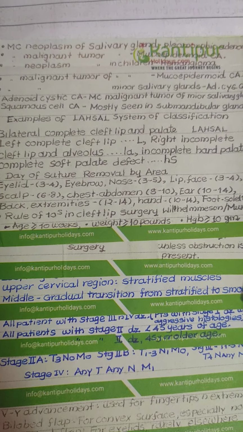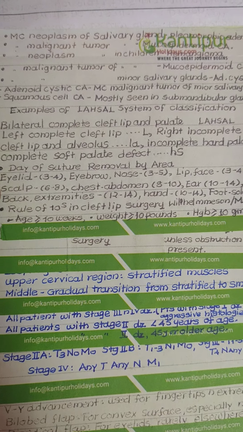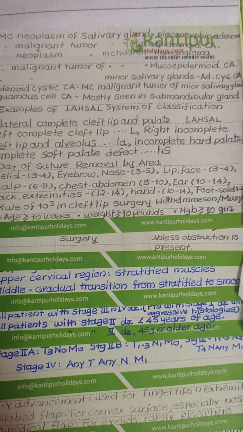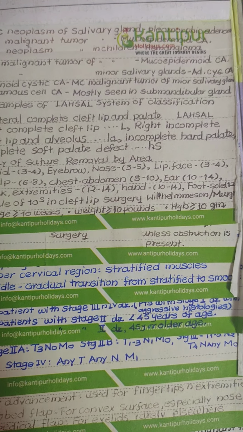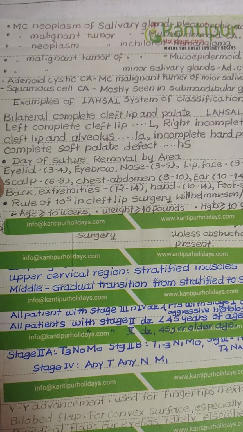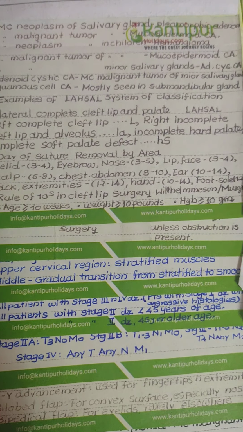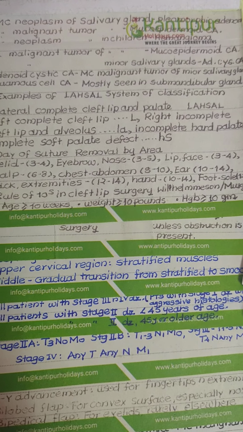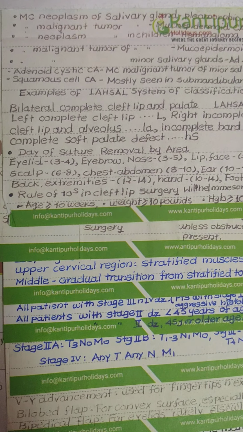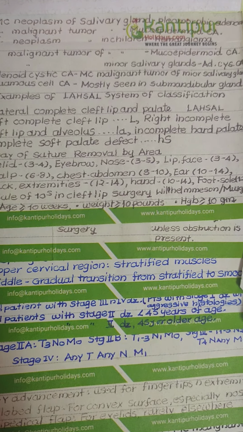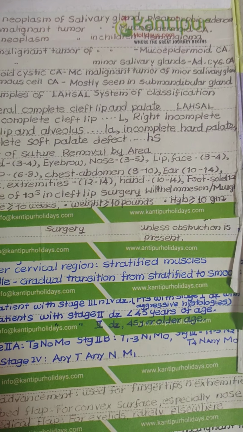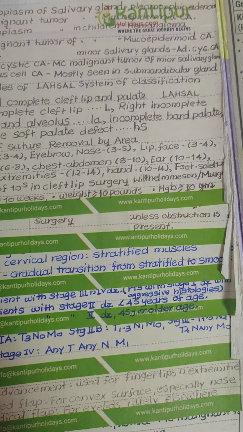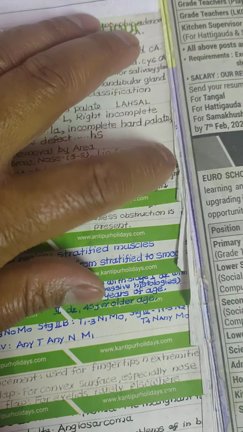Days of suture removal by areas: eyelid 3 to 4 days, eyebrow and nose 3 to 5 days, lip and face 3 to 4 days, scalp 6 to 8 days, chest and abdomen 8 to 10 days, ear 10 to 14 days, back and extremities 12 to 14 days, hand 10 to 14 days, foot and shoulder about 12 to 14 days.